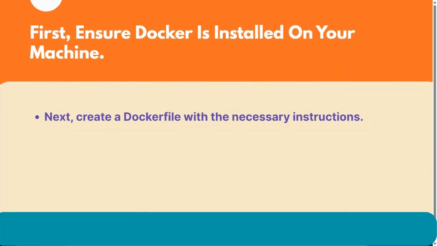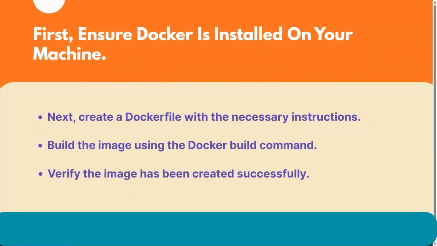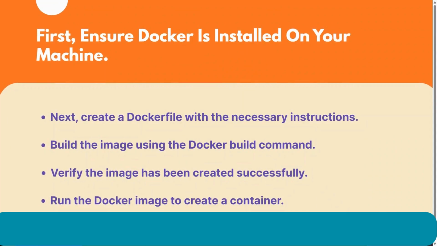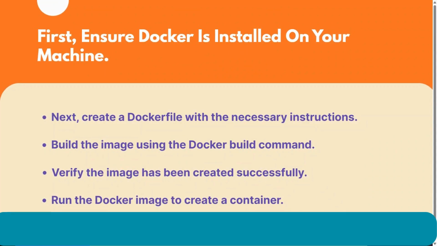First, ensure Docker is installed on your machine. Next, create a Dockerfile with the necessary instructions. Build the image using the docker build command. Verify the image has been created successfully. Run the Docker image to create a container.